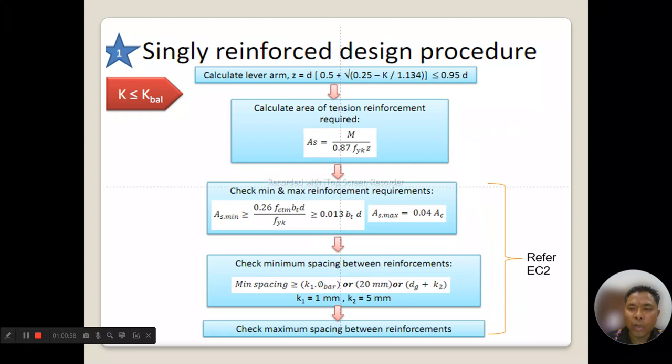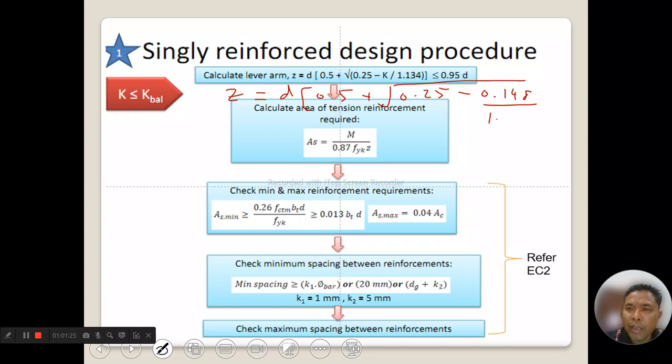So kira Z. Saya tulis kat sini, Z is equal to D multiplied by 0.5 plus square root of 0.25 minus K. K tadi berapa? K tadi 0.148 bahagikan dengan 1.134. So kita tengok apa jawapannya ni. Kalau saya kira saya pun tak tahu jawapannya, jadi kita kira lah bersama-sama.